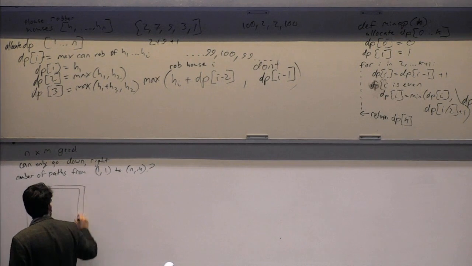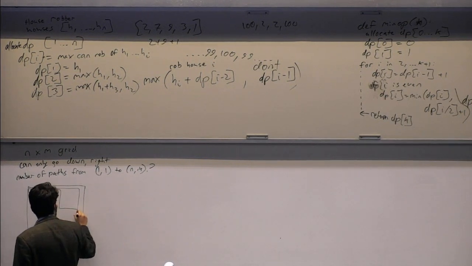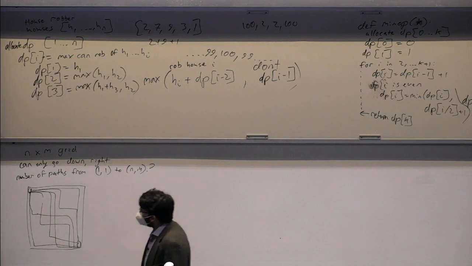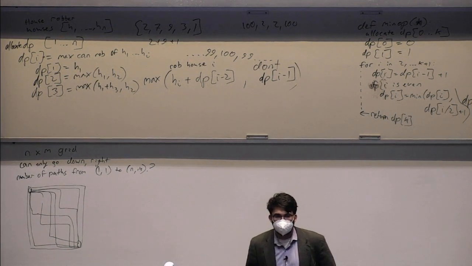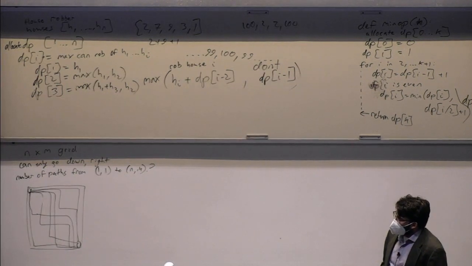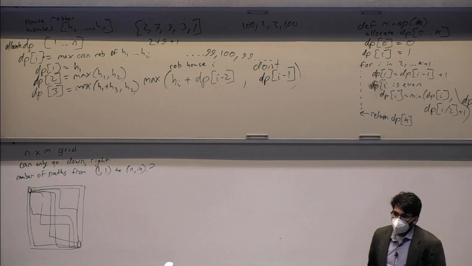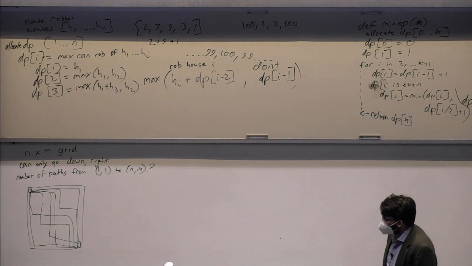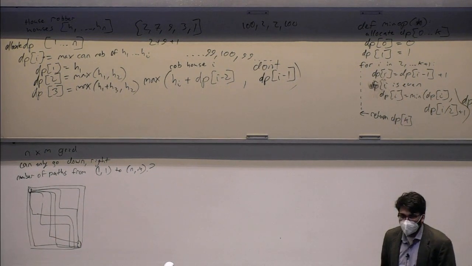So here's one path. Here's another path. Here's another path. Here's another path. Here's one more. One more. Let's just do that. We see there's quite a few paths to go from 1, 1 to n, m. And if you're good, you may know of the combinatorial solution to this and just pull that from your memory. But the rest of us mortals have to come up with a DP algorithm for this problem.